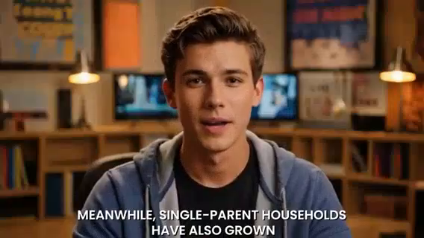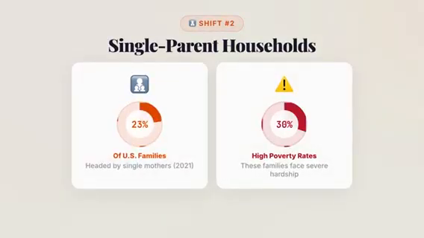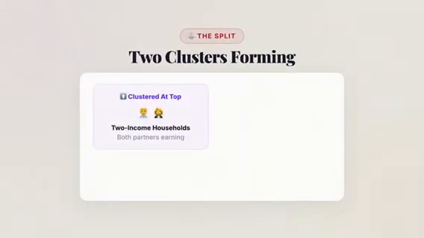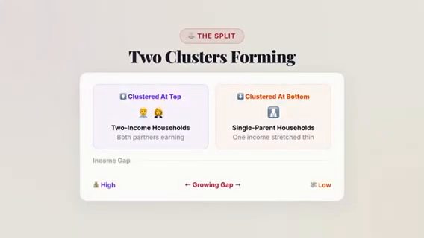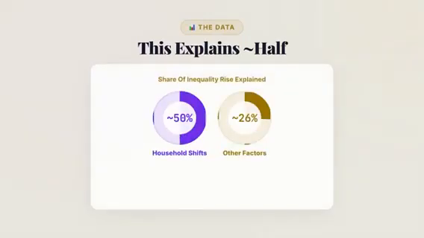Meanwhile, single-parent households have also grown. About 23% of US families were headed by single mothers in 2021, and those families face high poverty rates. So we have more 2-income households clustered at the top and more single-parent households near the bottom. These shifts explain roughly half of the rise in inequality.